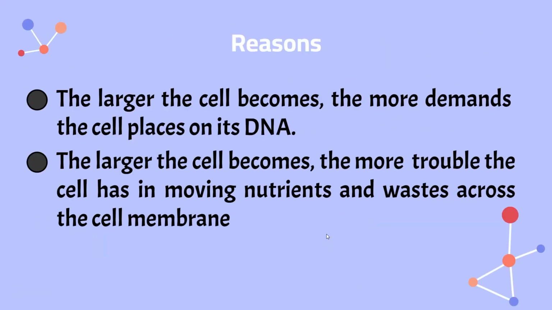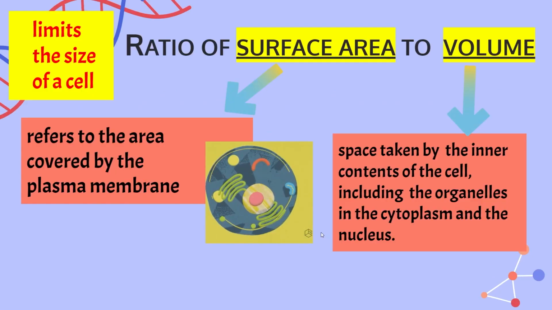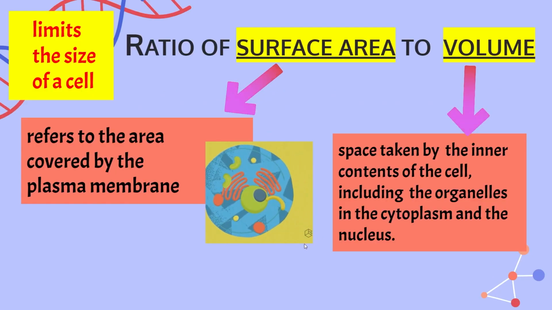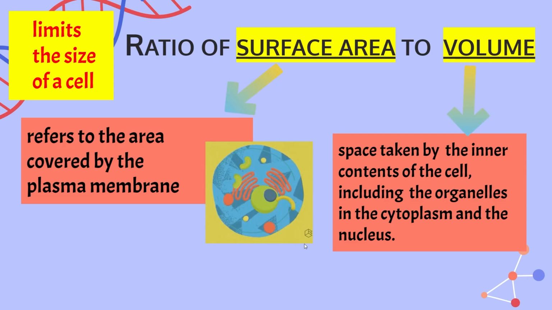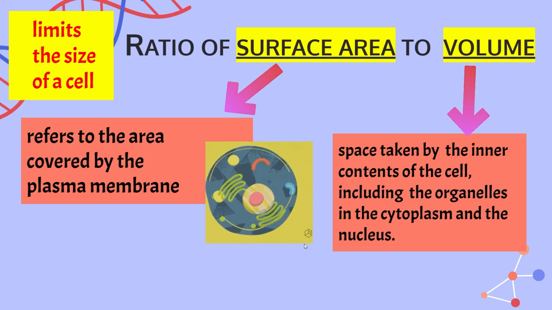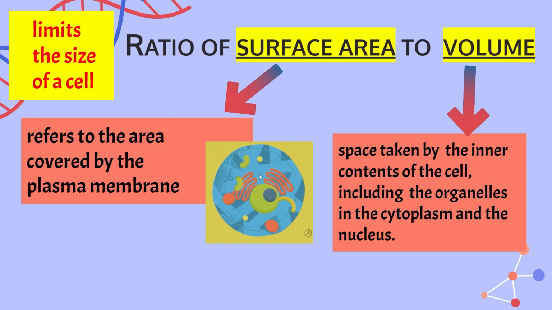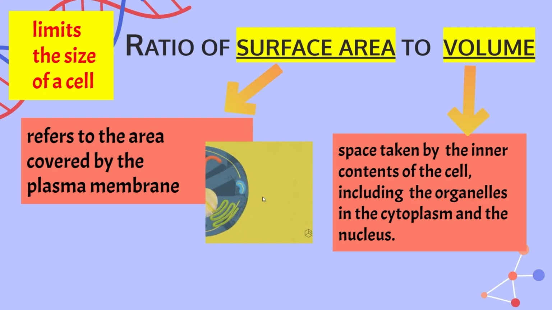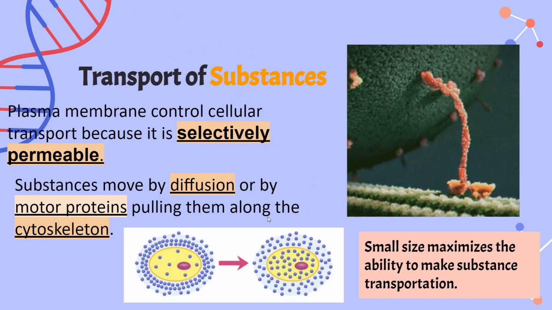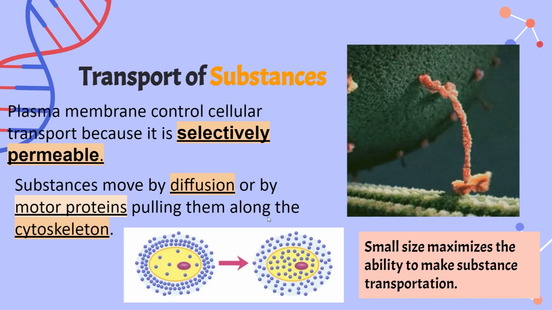There are two main reasons here. The bigger a cell becomes, the harder it is for its DNA to code all of that size, and the bigger it becomes, the more difficult it's going to be for the cell to transport nutrients in and its waste out. And why is that? Because the bigger the cell becomes, the smaller the ratio of surface area to volume. So what does that mean? The volume of the cell grows faster than the surface area. And this, in turn, leads to a difficulty in transporting substances.